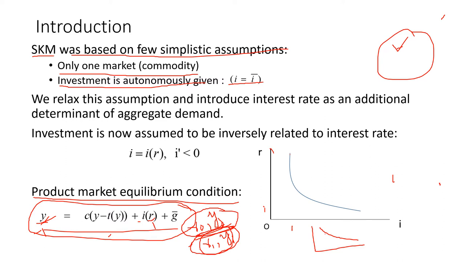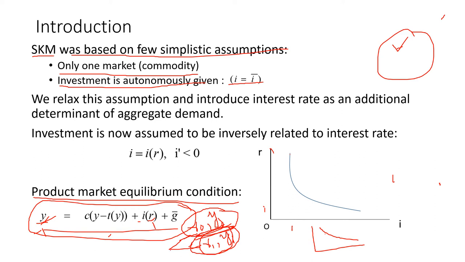I will draw that in the next slide. I'll talk about that in more detail. But what we are trying to say is that instead of getting any specific value of r and y, we can get different combinations of r and y which will give you the product market equilibrium condition. And when we plot those points in a graph, we get a curve which can be termed as the product market equilibrium schedule.